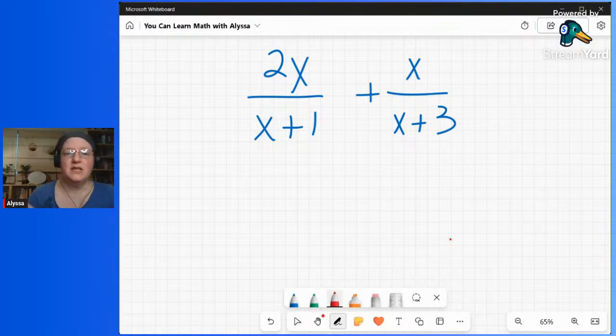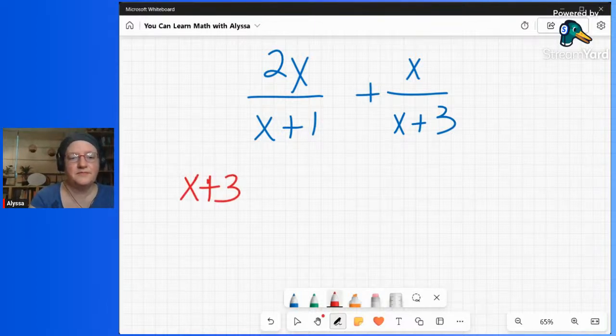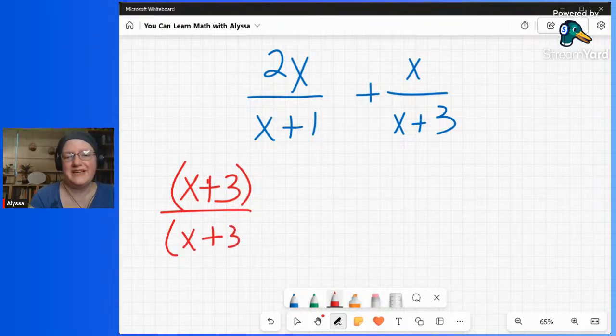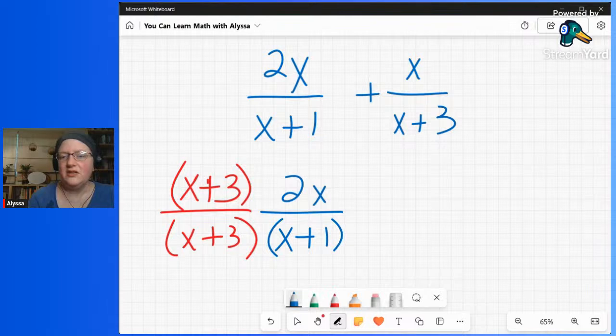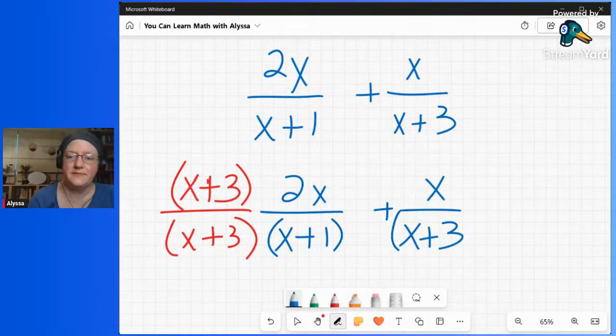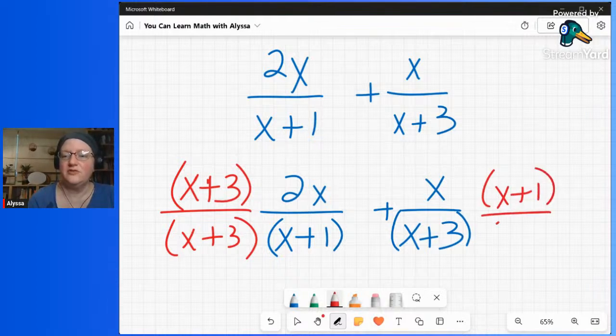It's fine. So on the left, the x plus 3 is missing. So I multiply by x plus 3 over x plus 3. And I want to keep that blue. Make it blue. 2x over x plus 1. And then on the right, I've got my x over x plus 3, and x plus 1 is missing. So I need to multiply by x plus 1 over x plus 1.